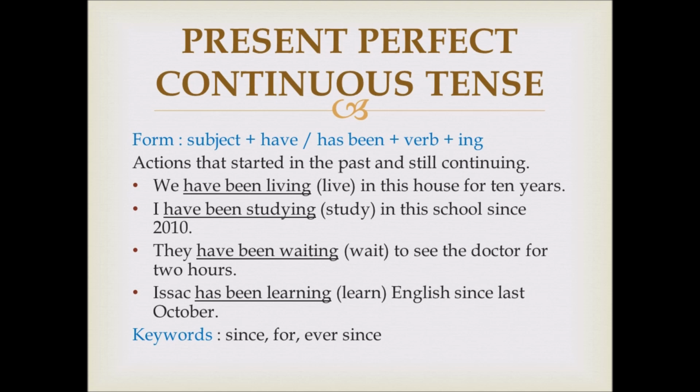They have been waiting to see the doctor for 2 hours. So 2 hours ago I arrived at the hospital and still now I am waiting to see the doctor. Isaac has been learning English since last October. Since the subject for Isaac is he, you have to use has plus been plus verb plus ing, that is learning. The keywords you use for present perfect continuous tense are since, for, ever since. You use since whenever you have to indicate some year or month, and you use for whenever you have to indicate some duration or period of time.